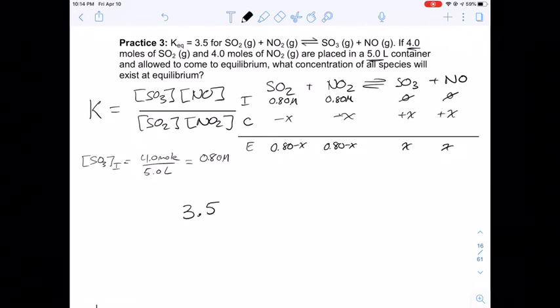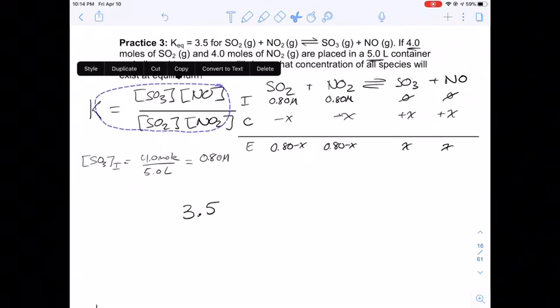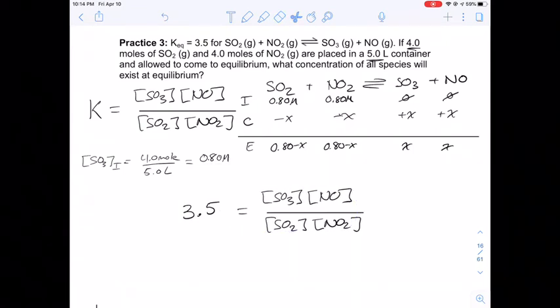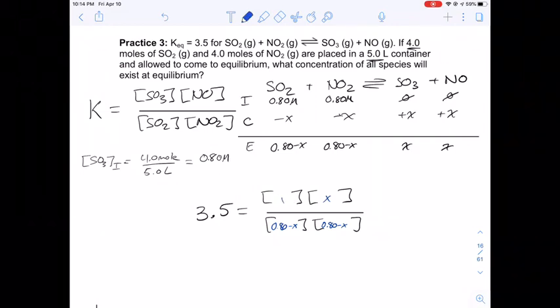So I'm going to replace the K with the 3.5. Here, you know what? I'll just show you what I'm going to do by copying this, pasting that. So I'm replacing the K with the 3.5 that they gave me in the equation, and then I'm going to slowly replace these other values. So here my SO2, I have a new value here. I have 0.80 minus x. Down here I have NO2. I have 0.80 minus x. I have an NO value. It is x now. And I have an SO3, and this is also x.